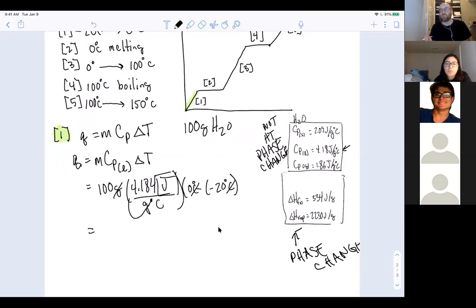Why is the heat capacity of liquid not solid? Excellent question. That's because I made a mistake, because we are in the solid state right now. Sorry, guys.